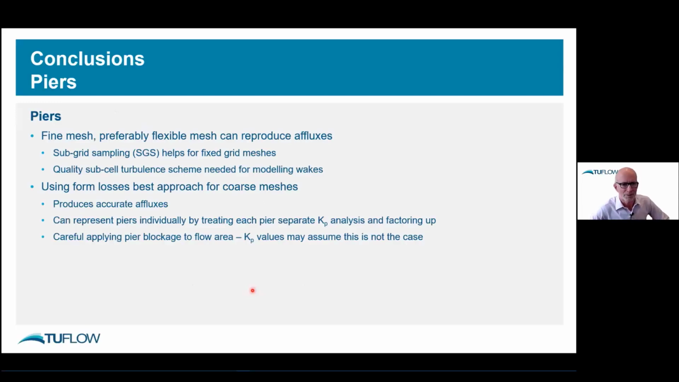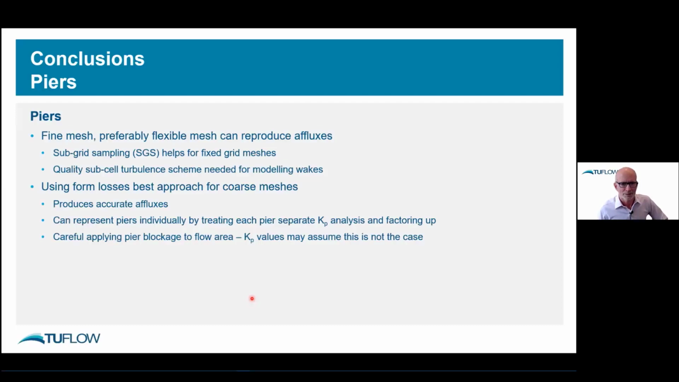Piers, if you can make a mesh fine enough, and particularly a flexible mesh will be the strong preference, you can produce a representation of the efflux. Once again, you need a good 2D scheme. If you've got a fixed grid and you've got subgrid sampling, that will also help quite a lot for that type of 2D model. You do need a good subcell turbulence scheme for modeling the wakes, and you may need to explore the subgrid-scale cell turbulence parameter to do that.